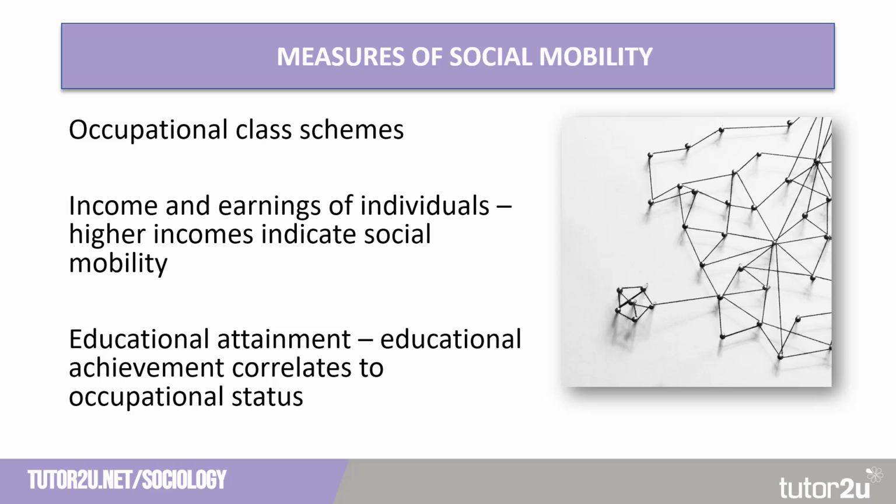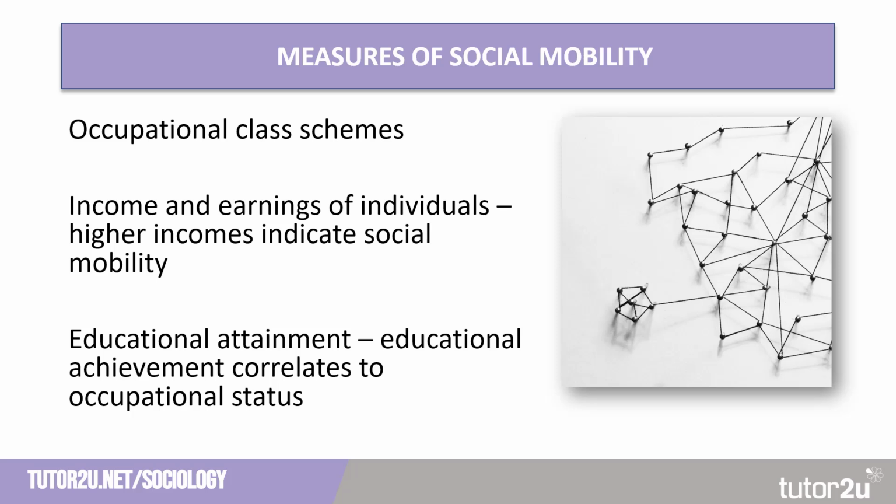There are a number of different ways in which social mobility is measured. First of all, through occupational class schemes. This is one of the more common methods to categorize individual social status based upon their occupation, and examples include the Erikson-Goldthorpe-Portocarero class scheme, as well as the Hope-Goldthorpe class scheme. These schemes can vary in complexity and the level of detail that they provide.